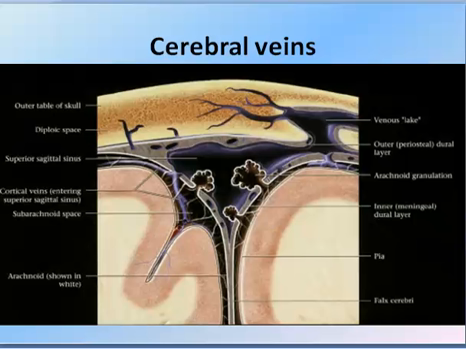Cerebral veins: we have two groups, an internal group and a cortical group. This is the cortical group, where the venous drainage of the brain is coming into the subarachnoid space, I mean into the superior sagittal sinus. Arachnoid granulations are there to absorb as much CSF as possible.